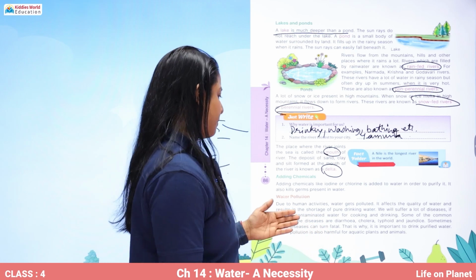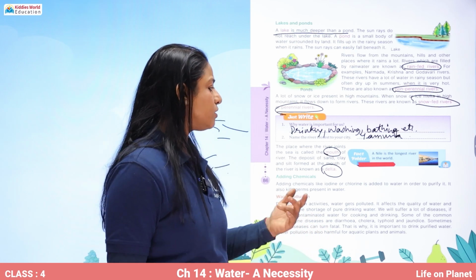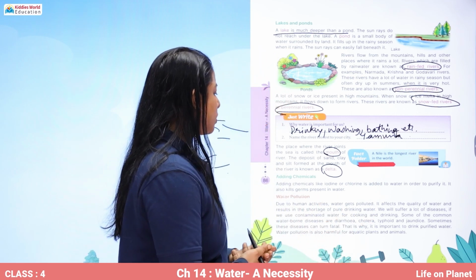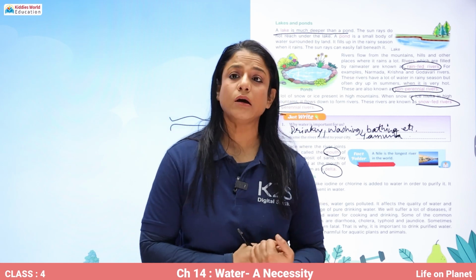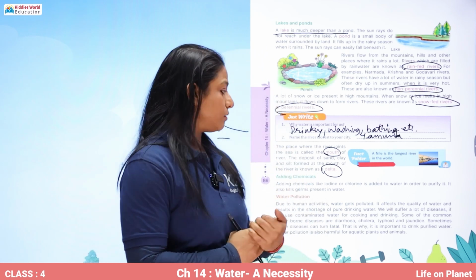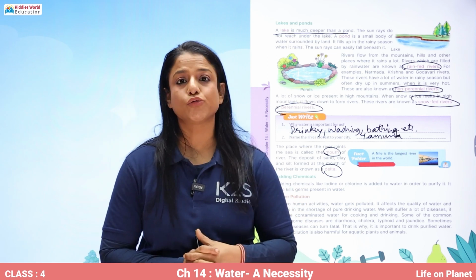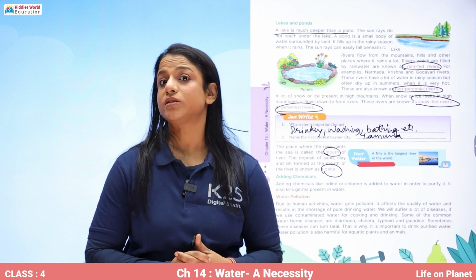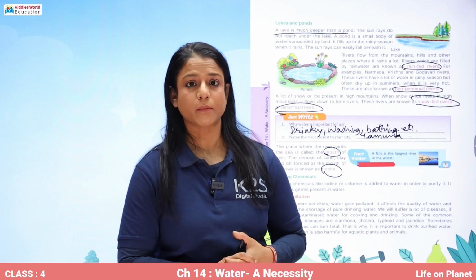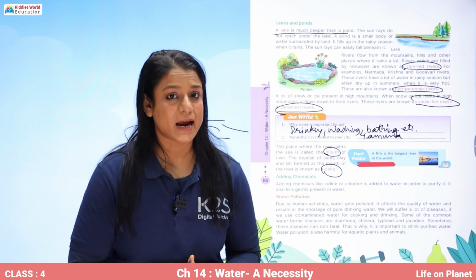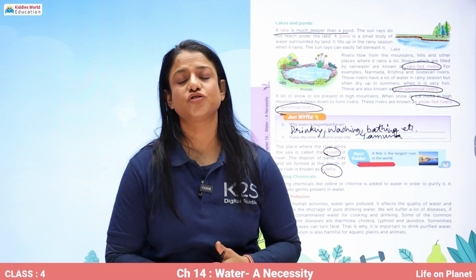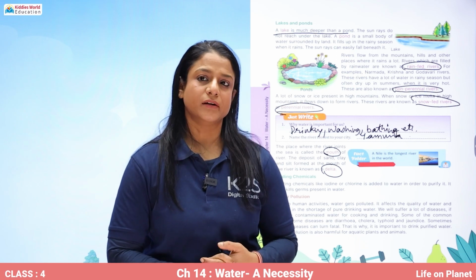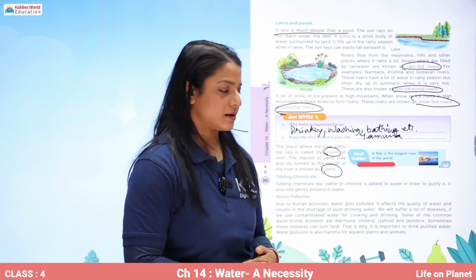Now, chemicals like iodine or chlorine are added to water in order to purify it. It also kills germs present in water. So most of the time, chemicals like iodine and chlorine are added to water to purify it, to kill the germs. Also, when we swim in swimming pools, chlorine is added to that water so that it kills the germs when different kinds of people swim in it, and people do not fall sick.